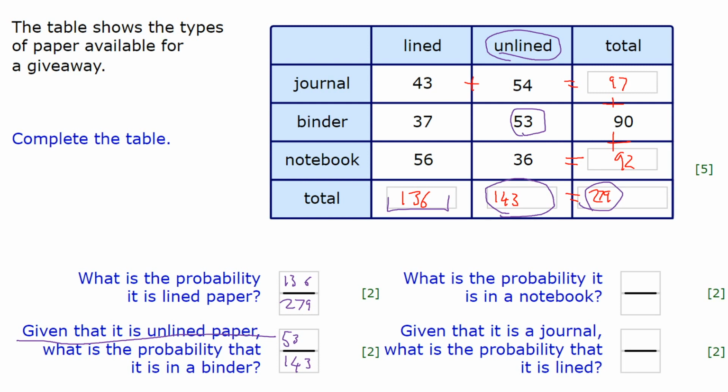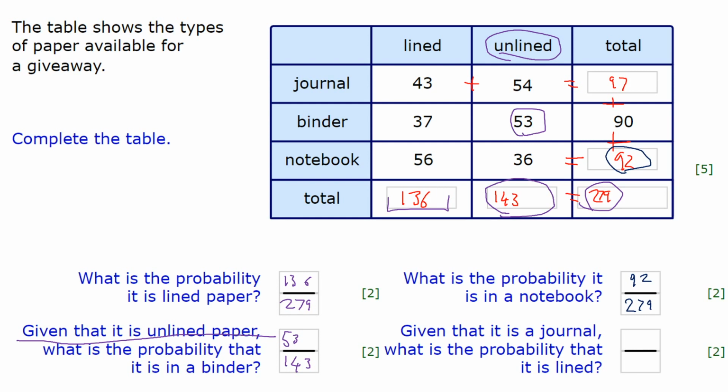What's the probability that it's in a notebook? The probability that it's in a notebook is, we have to choose from all 279, so it's going to be over 279, right? And if it's in a notebook, we know that there are 92 in total in a notebook. So the probability is 92 over 279.